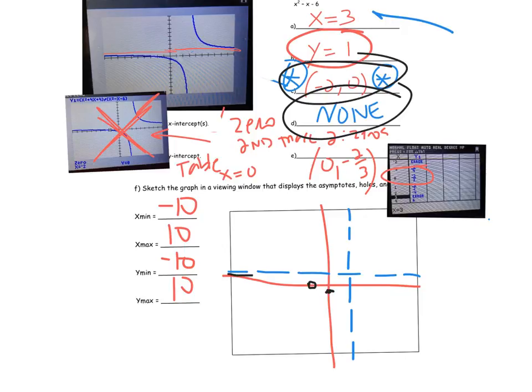So here's what my graph looks like. It goes underneath the asymptote. It has a hole in the graph at -2, 0, and then there's another branch up in the right-hand corner for that function. So that's how we're going to go about graphing rational functions.